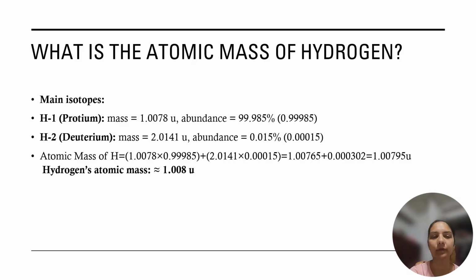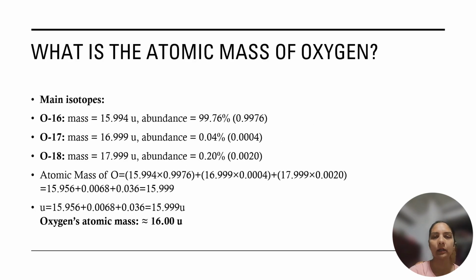And when we apply the formula, we are able to find out that the average atomic mass for the hydrogen is 1.008 atomic mass unit. Okay. Next is, what is the atomic mass of oxygen then? Oxygen is basically existing in three isotopes, and we are considering all of these ones: 16, 17, and 18. Abundances are respectively mentioned as 99.76, 0.04 and 0.20.